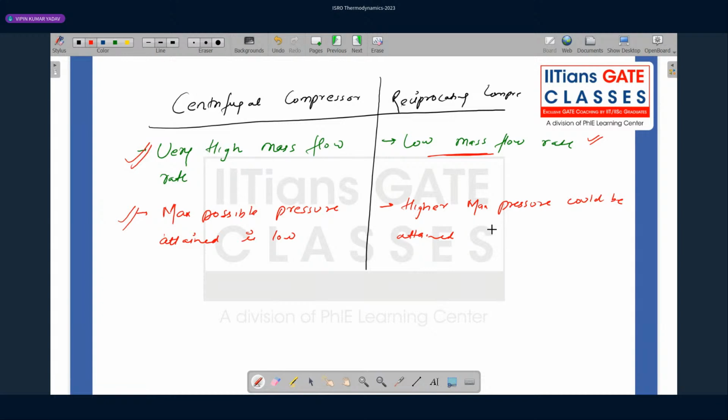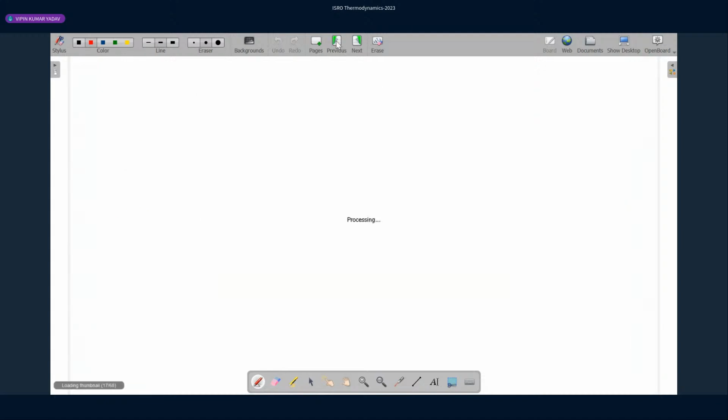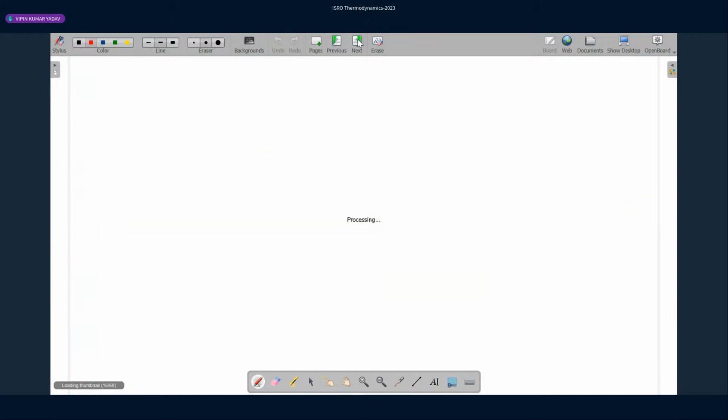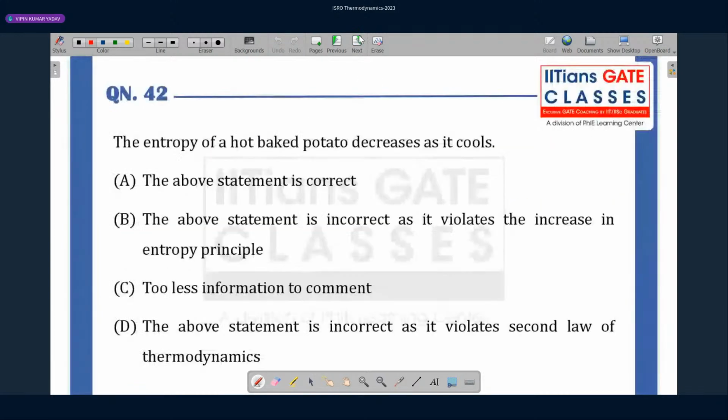So if we talk about centrifugal compressor, high mass flow rate and low maximum pressure. So it is high mass flow rate and low pressure ratio. This is the right answer. Okay, let us move on to the next question.